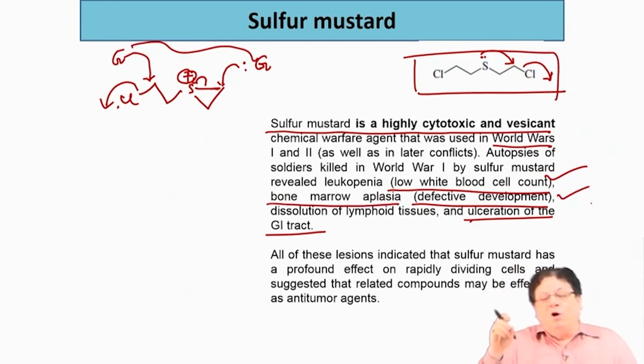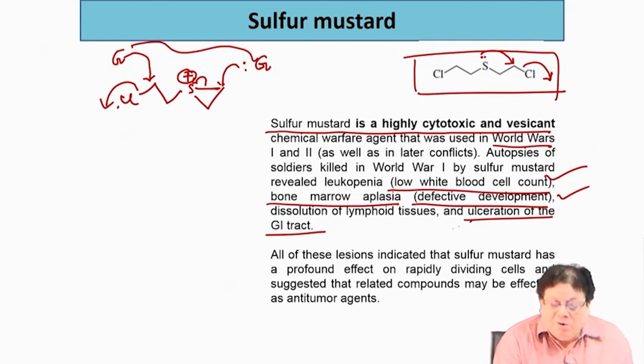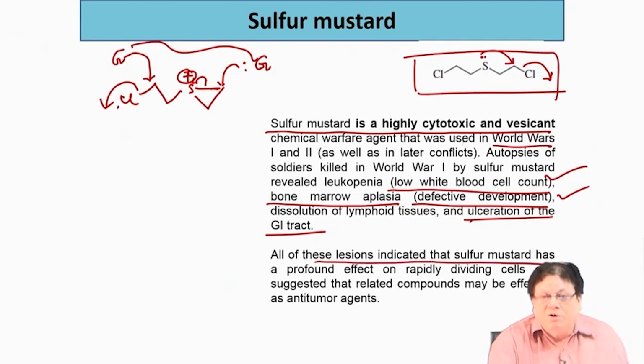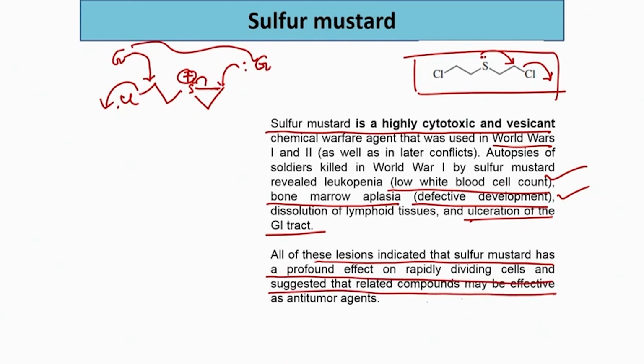That means it has some effect on the growth of the cell, because defective development means it has some effect on the growth. Now, all these lesions, whatever the inflammation that we are talking about, like ulceration, defective development, all these things have a profound effect on rapidly dividing cells, suggesting that these compounds might be effective as anti-tumor agents.